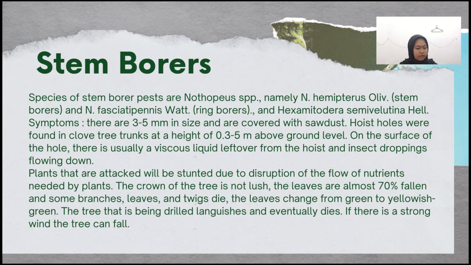The crown of the tree is not lush. The leaves are almost 70% fallen, and some branches, leaves, and twigs die. The leaves change from green to yellowish green, and the tree that is being drilled languishes and eventually dies. If there is a strong wind, the tree can fall.